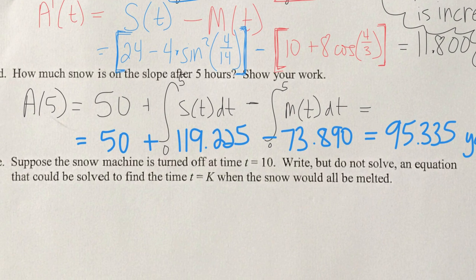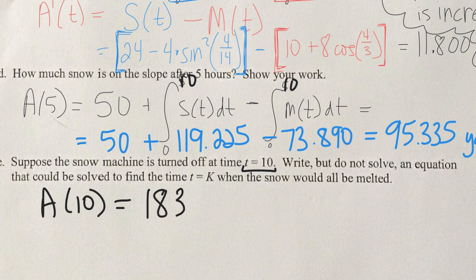Okay, the last question says, suppose the machine is turned off after 10 hours. Write an equation that could be solved to find K when all the snow would be melted. So we first have to find the amount of snow at 10 hours. We're going to do the same thing we did before, but now change all of your upper limits of integration to 10. And when you do that, we get a snow volume of 183.193 cubic yards. It's the same calculation you did in part C, only now with an upper limit of 10.